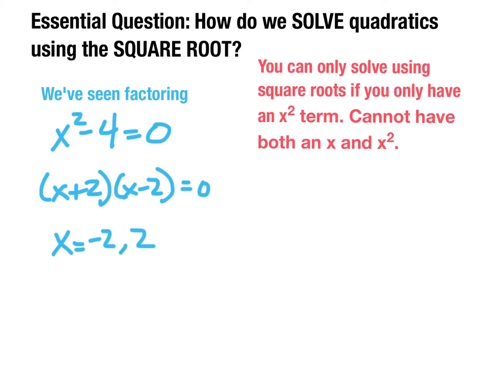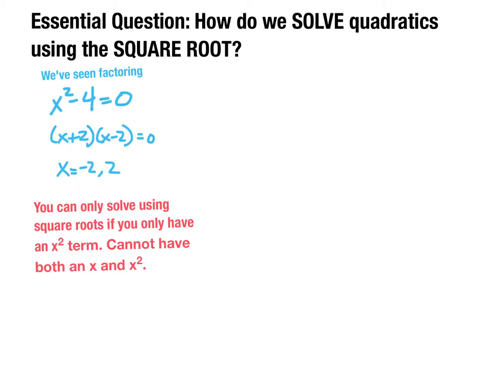Now before we move on, I'd like to point out that you can only solve using square roots if you only have an x squared term. You can't have both an x and an x squared. So like the problem that we just saw, x squared minus 4, we can solve this using square roots because there's just an x squared. Alright, so let's look at how we would do that.